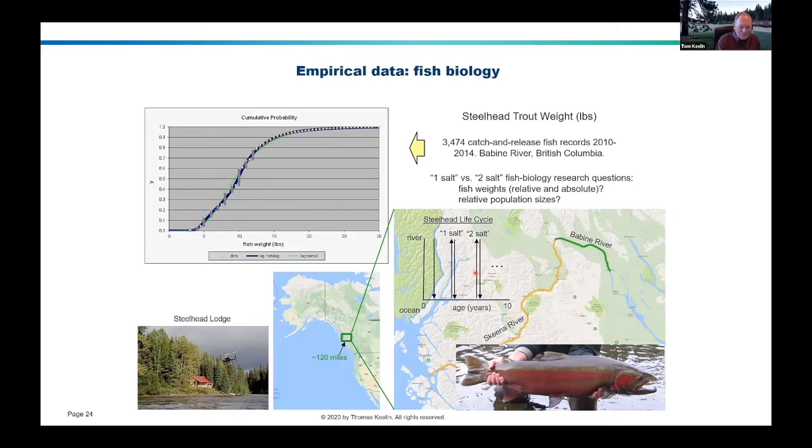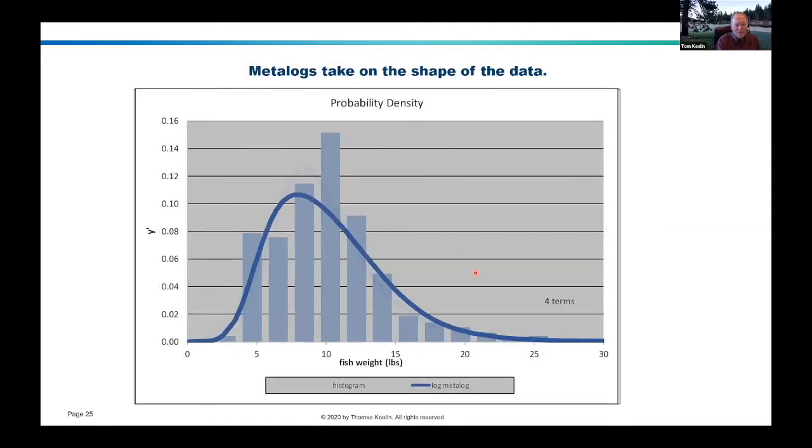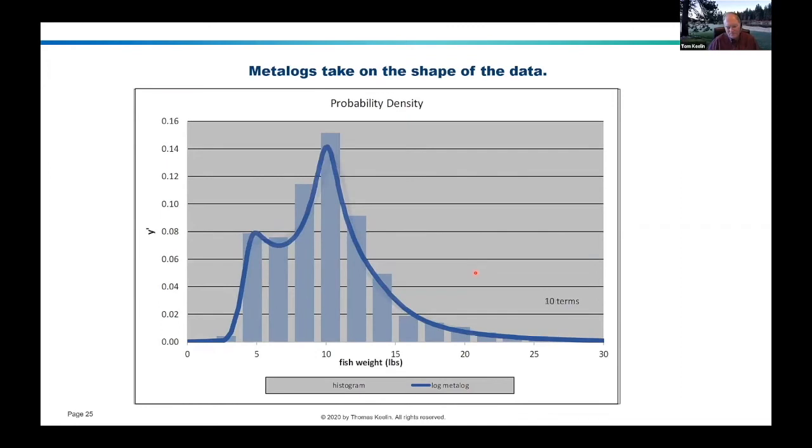Well, what if we took this data? There's the histogram of the data. Most people would represent it with a log normal distribution or something like that. That's the log normal. There's the 2-term metalog. But what if you go to 4, 6, 8, 10-term metalog? Wow. All of a sudden the metalog is showing you something in the data that you can't see just by looking at the data.